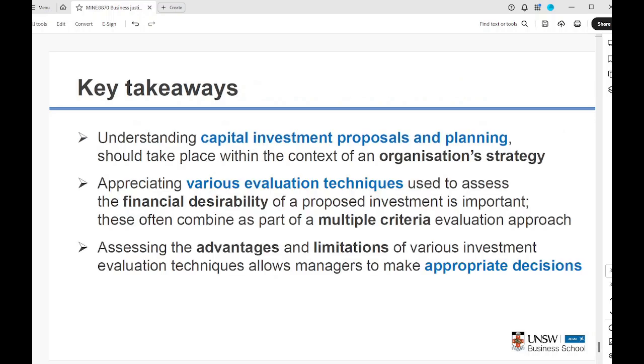So, what are our key takeaways? What we're trying to do here is address some of the common ways that organisations are going to assess their capital investment or capital budgeting decisions. We've got the NPV and IRR, both of which take into account time value of money. We've got payback period, which doesn't.